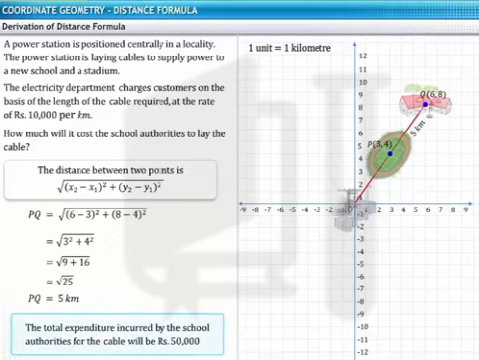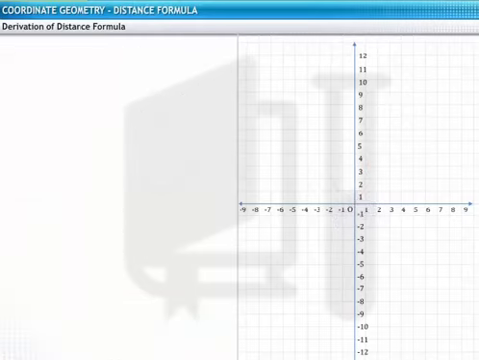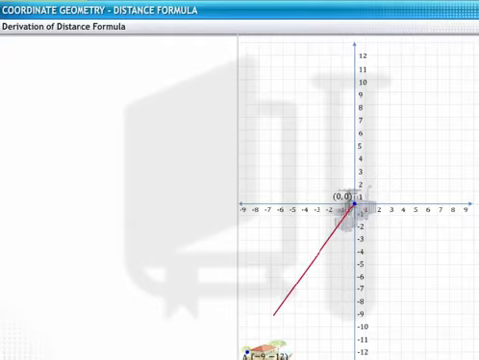Using the same method, we can find the distance between any two points in the given locality. For instance, consider the length of the cable laid from the power station to an auditorium as shown on the map. On the graph, the power station is at the origin 0, 0 and the auditorium at -9, -12.